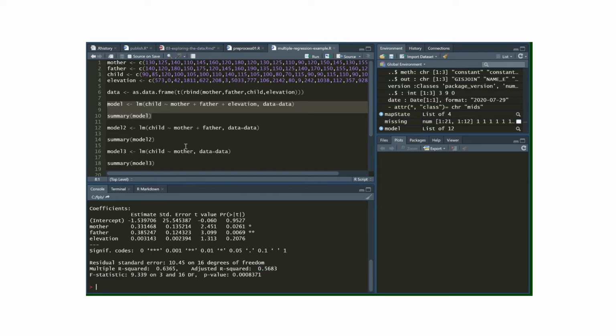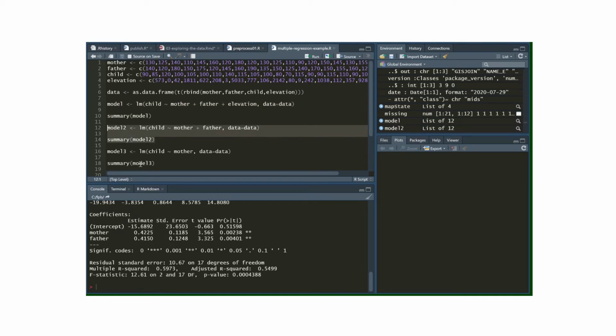Okay, so we might say, well, let's throw out elevation from our model and build a new model with just mother and father. Okay, and I'm calling that model 2. So I run that, and we see that the p-values for mother and father remain significant. They're actually more significant than they were before. Not by much, but the p-values are actually smaller.